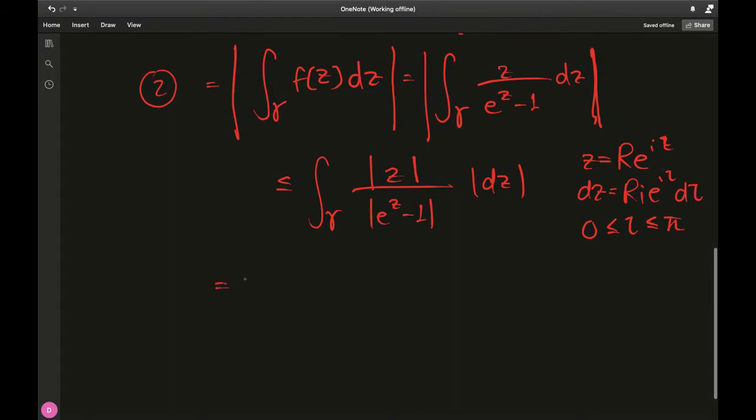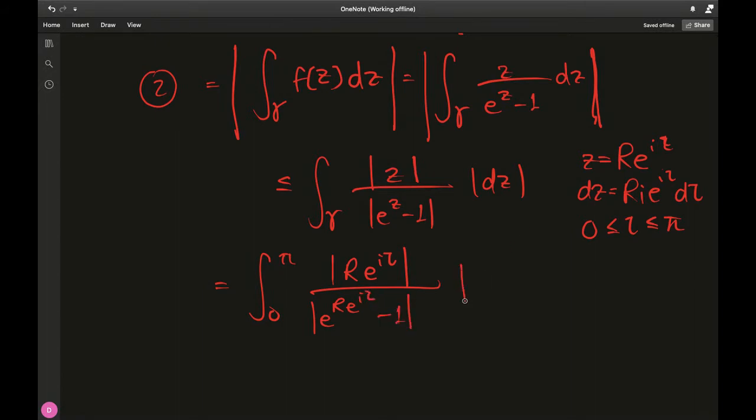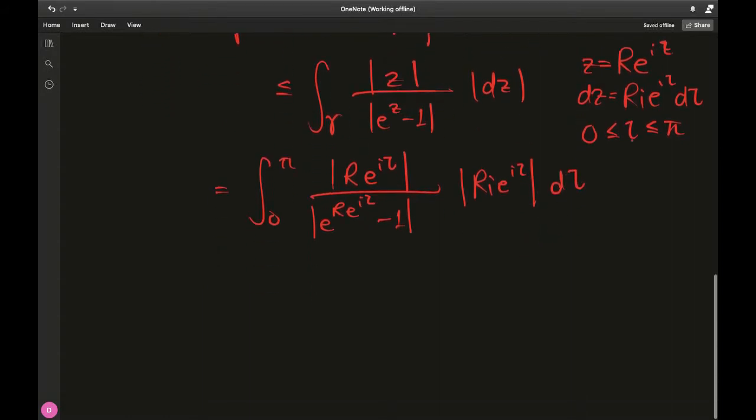So with that we have the integral from 0 to pi of r e to the i tau over e to the r times e to the i tau minus 1, and then dz is just mod of r i e to the i tau. You can take d tau out of the mod because it's basically just going to be an angle, it's positive all the time.